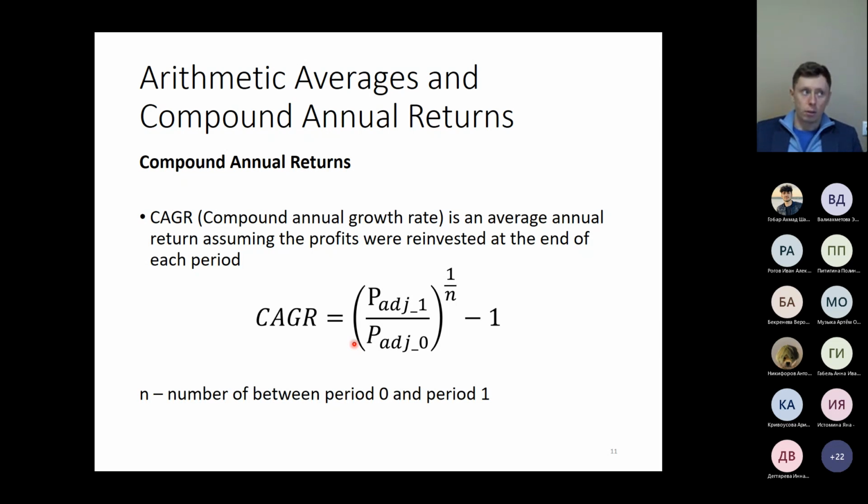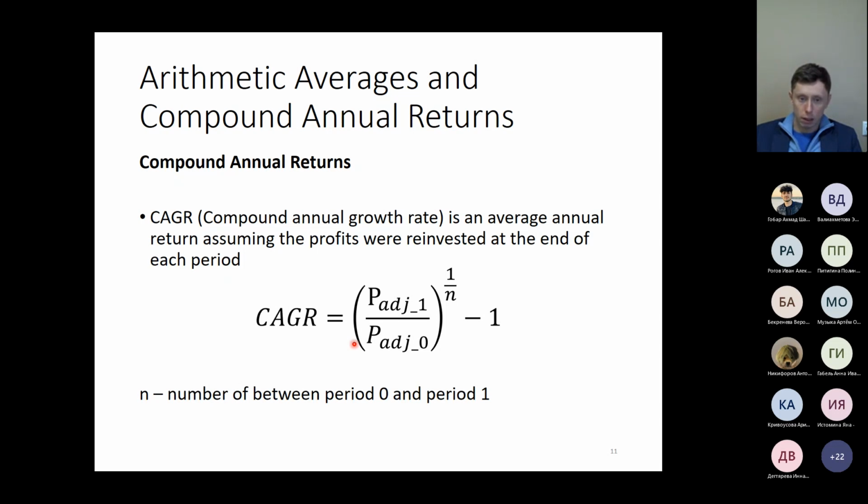In order to make returns comparable, we should convert them to the same time interval. And most of the time, the default time interval is annual, so a time interval of 1 year. And there is a formula for converting returns to annual terms. It is called the compound annual growth rate. It is based on the principle of compounding, so on compound interest.